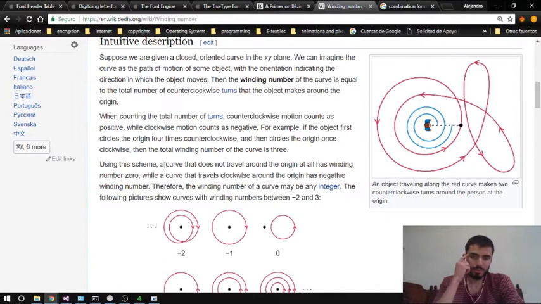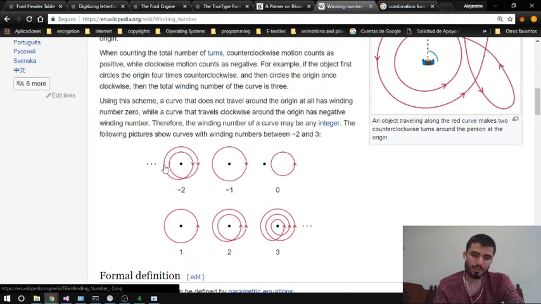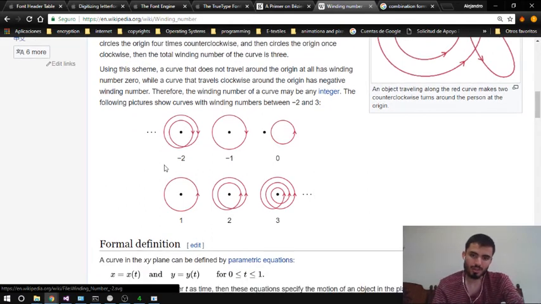Okay, for example, that goes in the other direction, so that's -2. That goes in the direction, that goes -1. That doesn't cross the point, so it's 0. That goes counterclockwise, that's 1. That goes 2 ways counterclockwise, and that goes 3 ways counterclockwise.